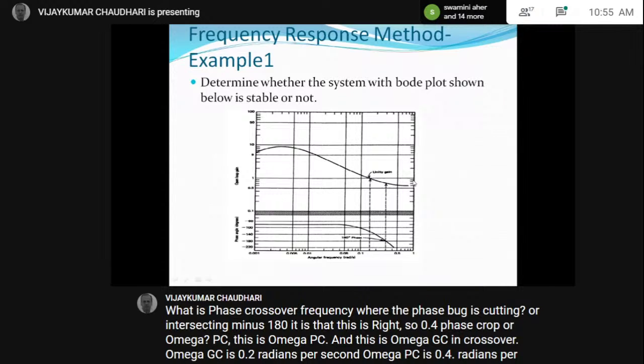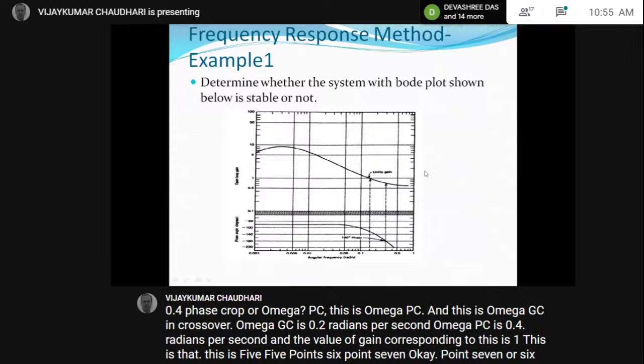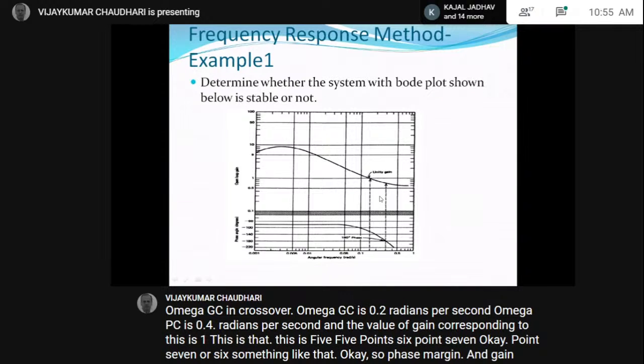This is 0.5, 0.6, 0.7. Okay? 0.9, 0.8, 0.7. 0.7 or 0.6, something like that. So phase margin and gain margin slightly 0.6 or less than that. Let's see how much it is.